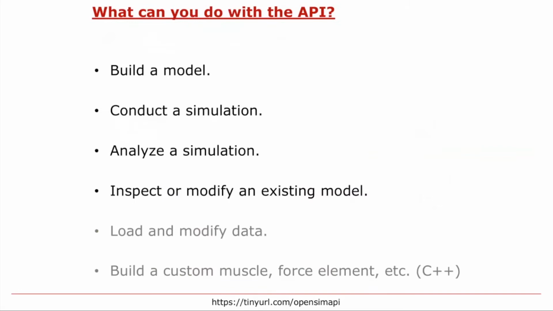So what can you do with the OpenSim API? Here are some of the most common tasks. You can programmatically build a model, which is often more convenient than building a model through XML editing. You can conduct a forward simulation of a model. You can analyze an existing simulation. You can load existing models and modify them to suit your own needs. You can load and modify motion capture data. Lastly, you can build custom model components, such as custom muscles or joint types. Today, I'll show a glimpse of the first 4 tasks.